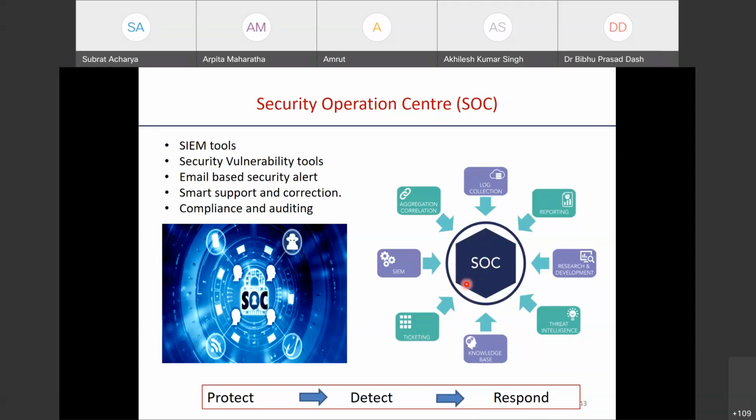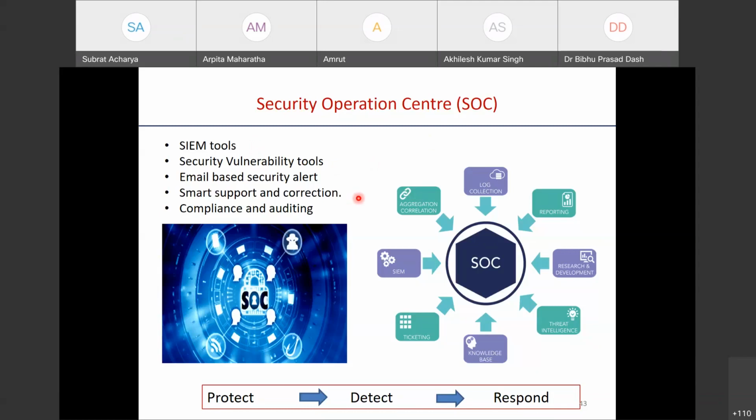And then these all are reported in the same tool, and correlation will be created among all. So all means, here once again I am highlighting, you'll have one set of tools that will give one set of data, then vulnerability tools that will give one set of data, email that is one set of data. Then smart support or correction.